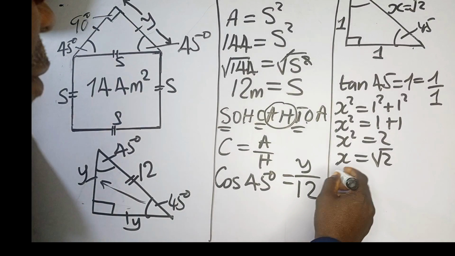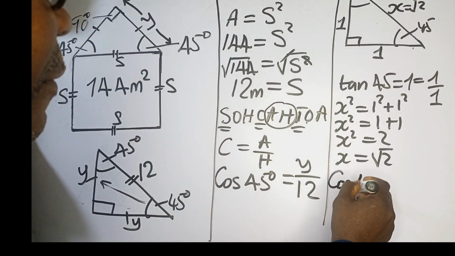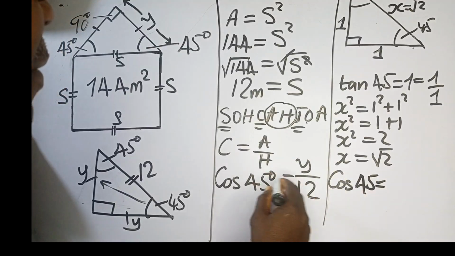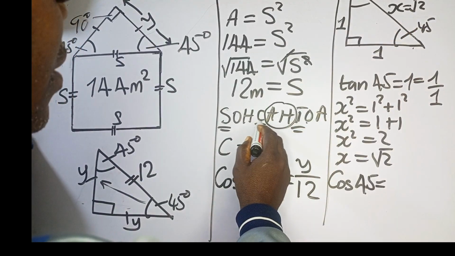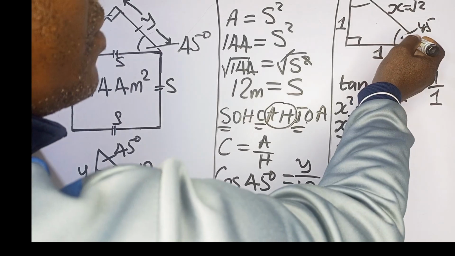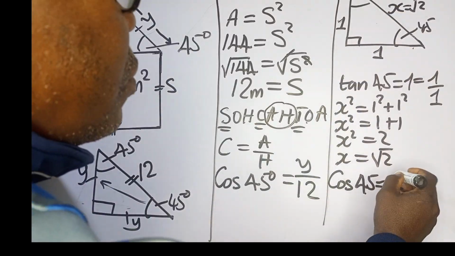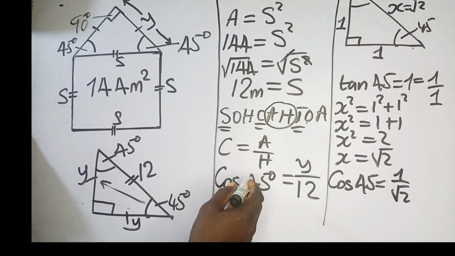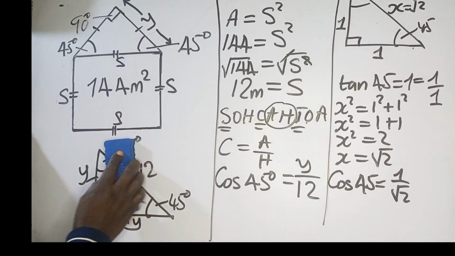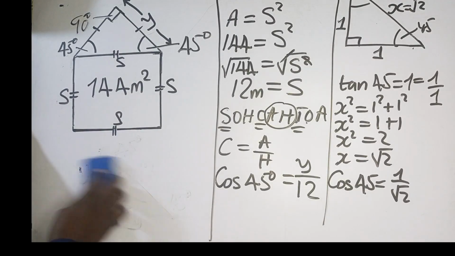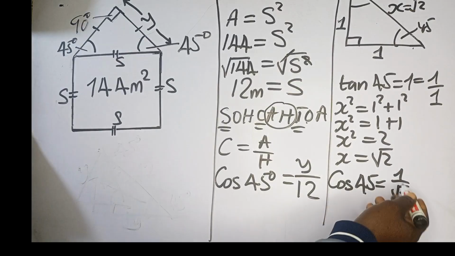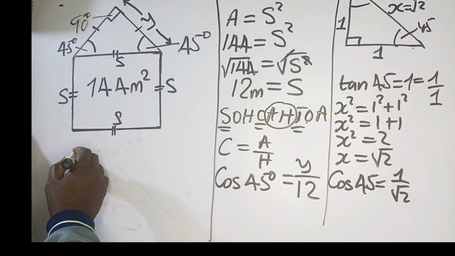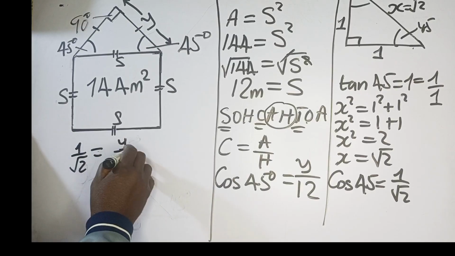So from there, we can now conveniently have our values for cos 45 degrees. Cos 45 degrees, this is cosine, is adjacent all over hypotenuse, so 1 all over root 2. So we'll put this value for cos 45 here. We're going to have 1 all over root 2 equal to y all over 12.